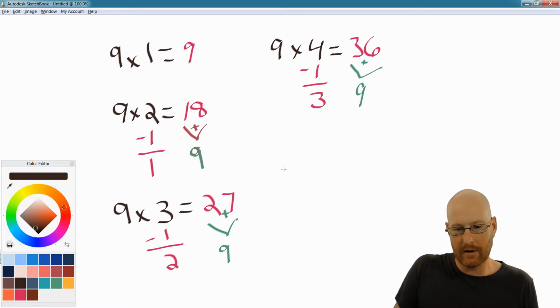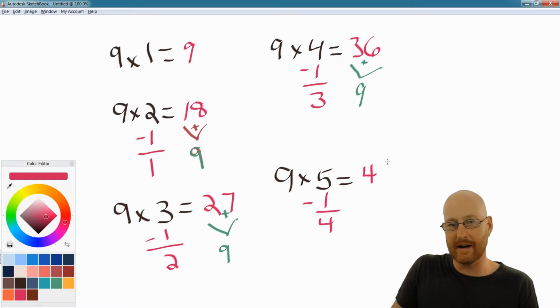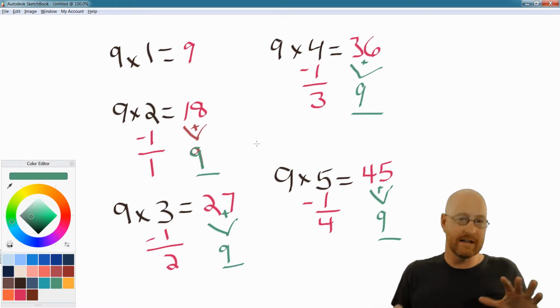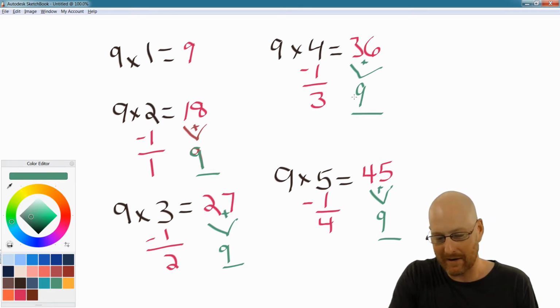Okay, moving on. 9 times 5 equals what? So let's do our trick. Subtract 1. Bring the 4 up here. Now 4 plus what equals 9? 4 plus 5. All right. And we can, again, confirm that by adding 4 plus 5, which equals 9. So you see, every time the digits of our answer always add up to 9. That's the nice thing about multiplying by 9. You can always check your work to make sure you've got the correct answer.